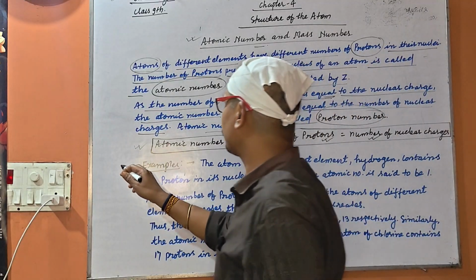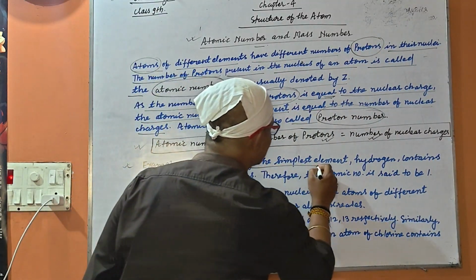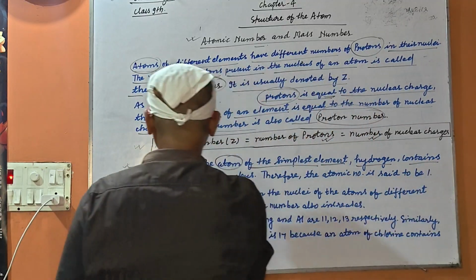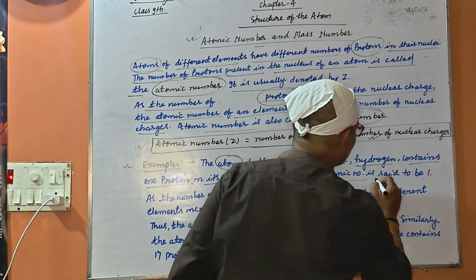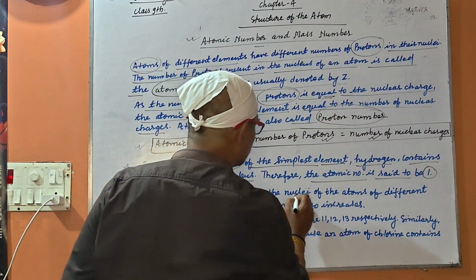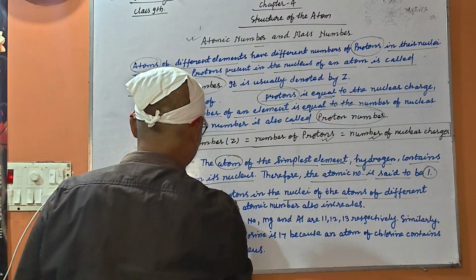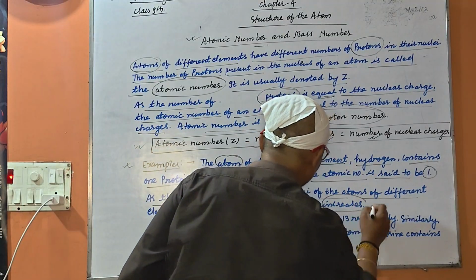Let us take a simple example here. The atom of the simplest element, hydrogen, contains one proton in its nucleus. Therefore, the atomic number is 1. But as the number of protons in the nuclei of the atoms of different elements increases, the atomic number also increases.